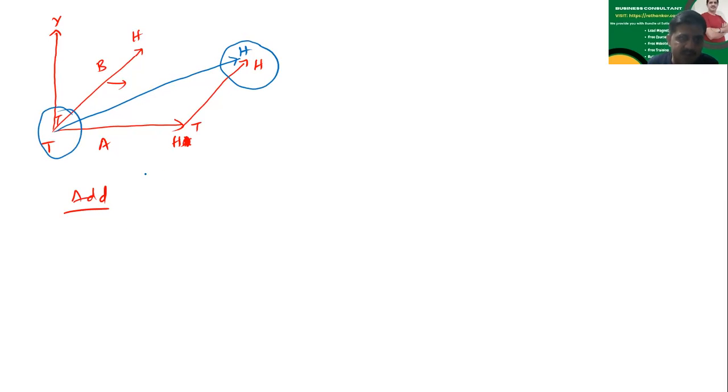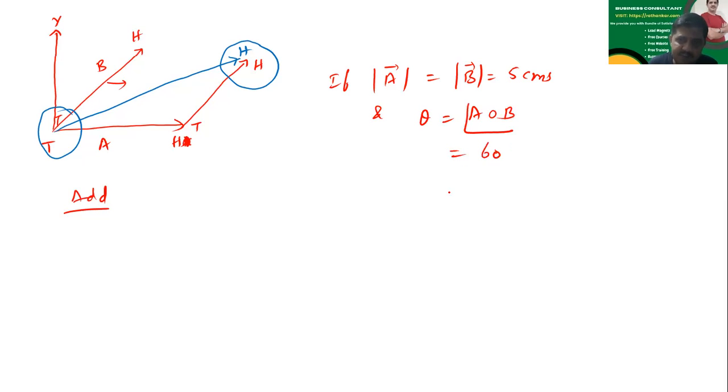Now the question that I have here is that if vector A, okay, let me switch over to my red color pen. If the magnitude of the vector A is equal to the magnitude of the vector B, what do you mean by that? It means the length of this vector is equal to the length of this vector. Let us say both are something like 5 centimeters length. Then the angle between A and B, let me call this angle AOB, is equal to, let us say, 60 degrees.